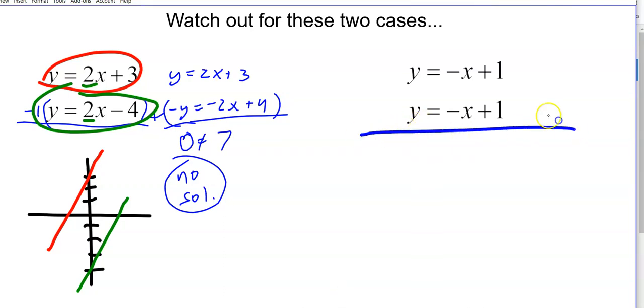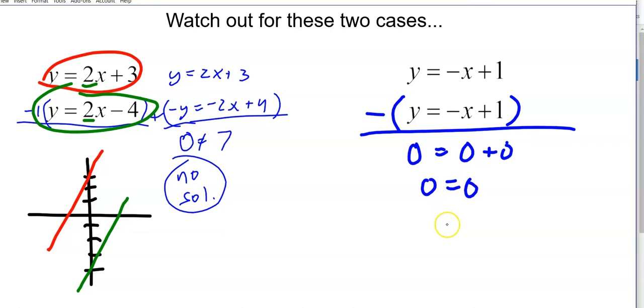With this one, let's just, instead of multiply by -1, let's just subtract these two. So you get y minus y is 0. Negative x minus negative x is 0. You get 1 minus 1 is 0. So I end up getting 0 equals 0. Well, is that always true? I think that is always true, right? So this would be a case where there is an infinite number of solutions.